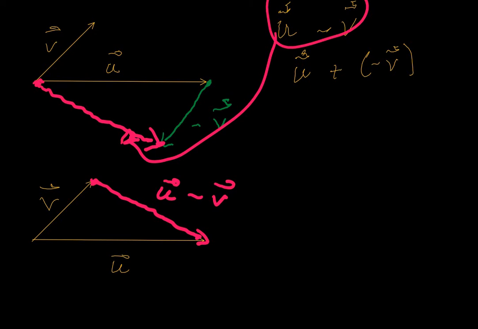Do you think you could guess or maybe redraw this same little triangle if it was vector v minus vector u? I'm going to let you try it out. There we have it. Two pretty simple operations.